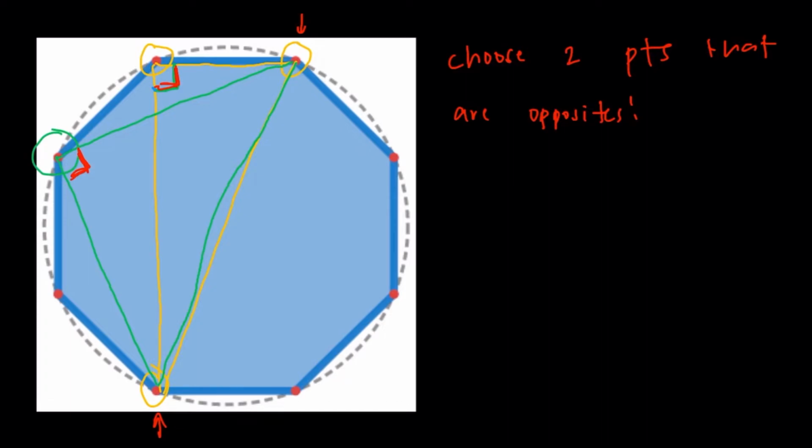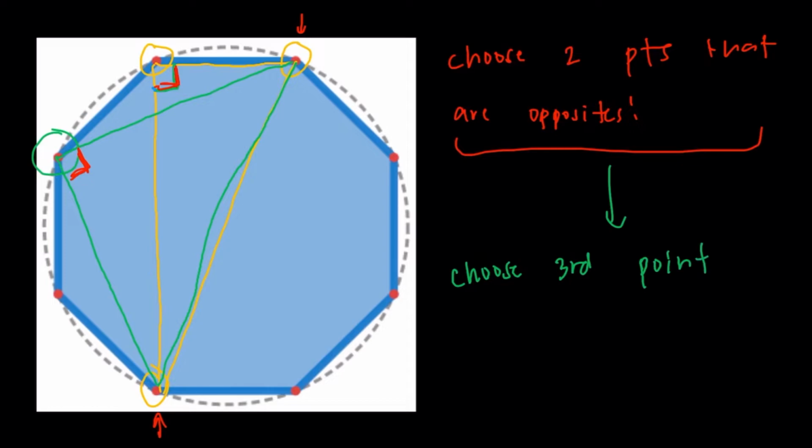So that's going to be the goal. First step: we have to choose 2 points that are opposites. Next step: choose a third random point. So it's really a matter of counting how many ways we can do the first one, choosing 2 points that are opposites, and then choosing the third point. Let's talk about the first step.